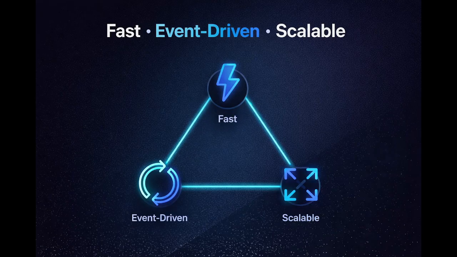To summarize, Node.js is fast because of its efficient runtime, event-driven because it responds to events asynchronously, and scalable because it avoids blocking operations. These qualities make it powerful for modern backend systems.